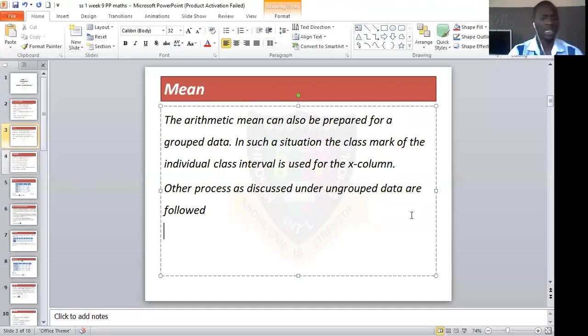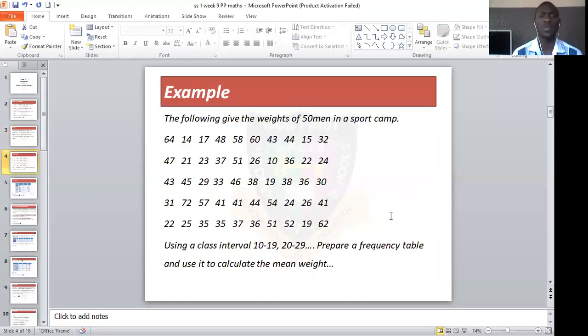Consider this example. The following gives the weight of 50 men. Yes, in a sports club, this is the weight of 50 men. But now look at it very well. Using a class interval, unlike on ungrouped data, you just pick 64. How many of 64? You would prepare a frequency for the 64 individual data given.